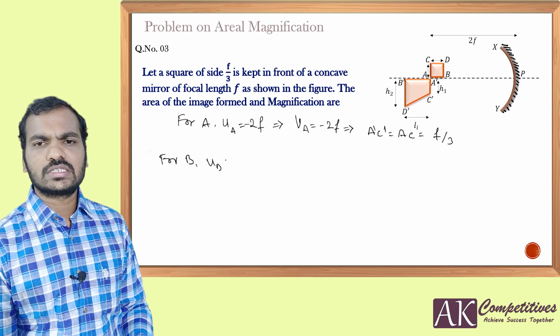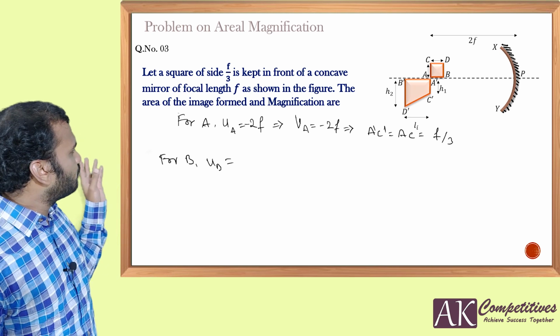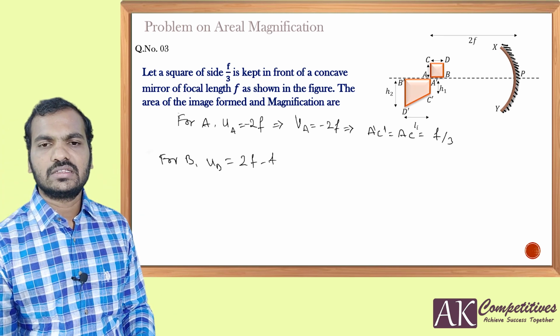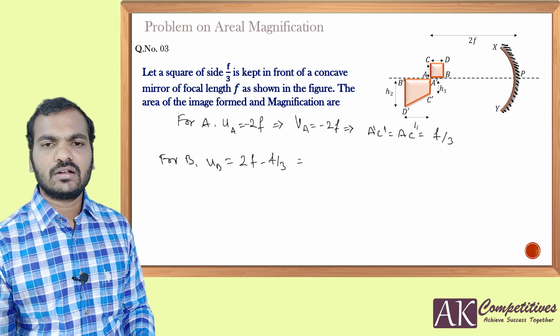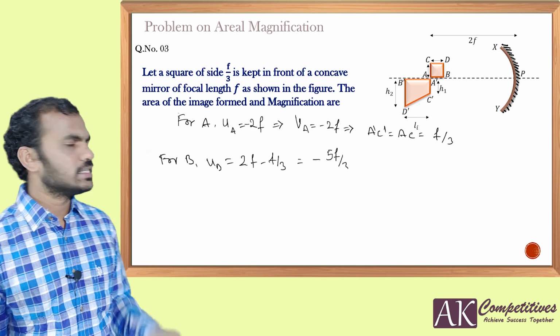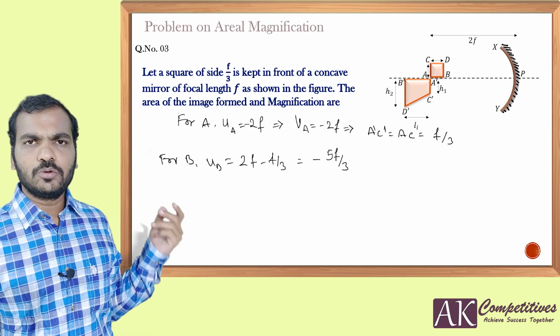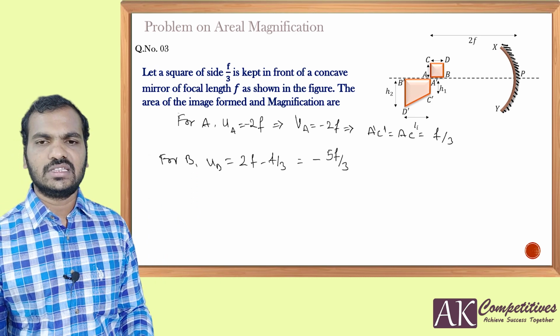But for B, UB is given as how much? 2f minus f by 3, right? 2f minus f by 3. How much will you get? 5f by 3. The minus is because of the sign convention I'm using. Usually it is 5f by 3, but when you use the sign convention, it will be minus 5f by 3.